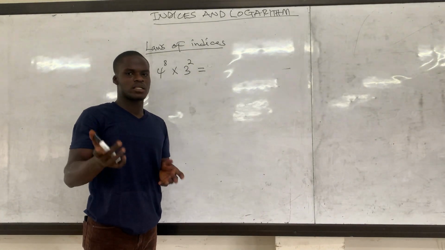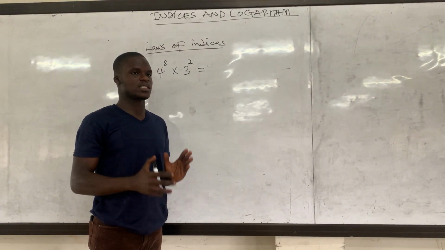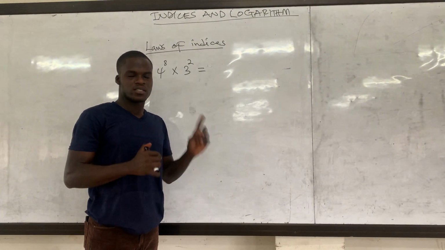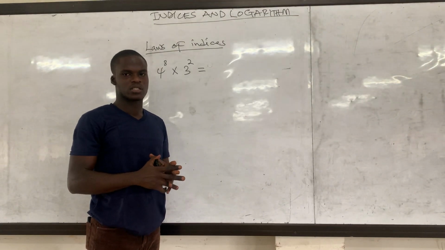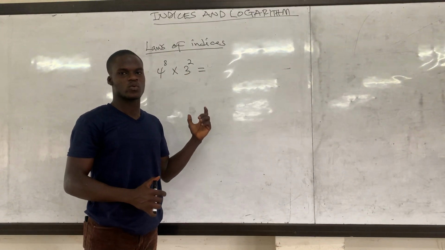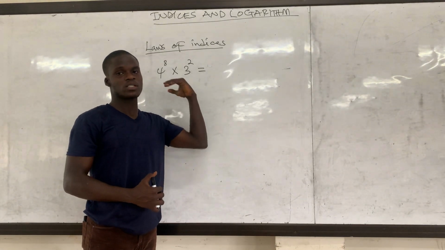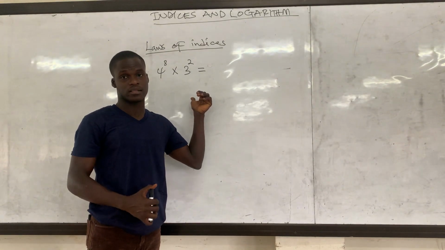There's actually no law in indices that we can use to solve this, because the bases are not the same. The law says that if the bases are the same, you maintain one of the bases and then you add the exponents. We have exponents here, all right. But since the bases are different, we wouldn't even know which of the bases to write here. So because of that, we don't apply indices to something like this.